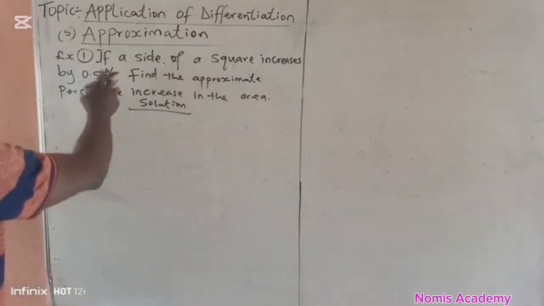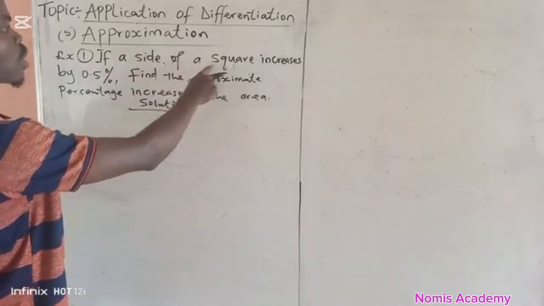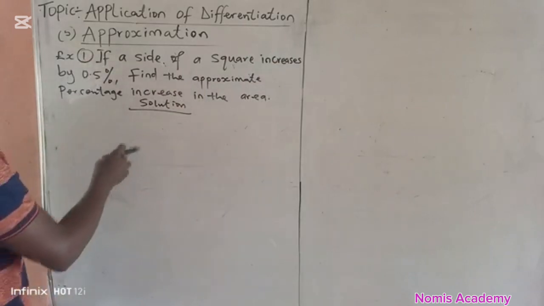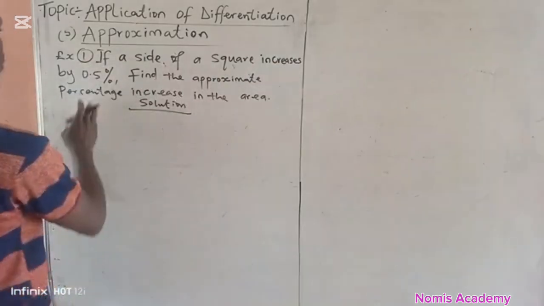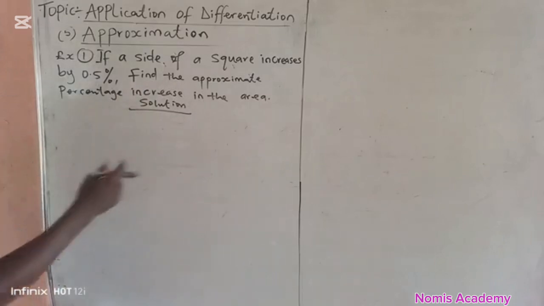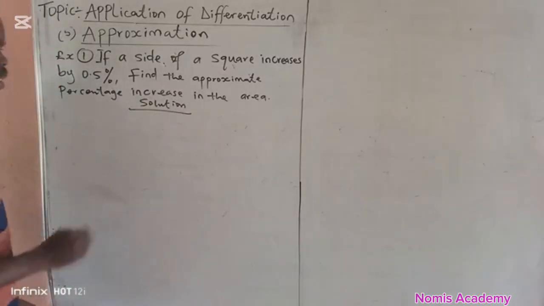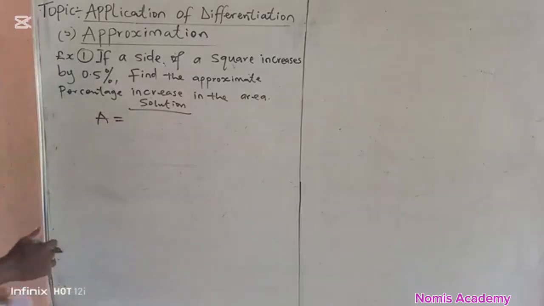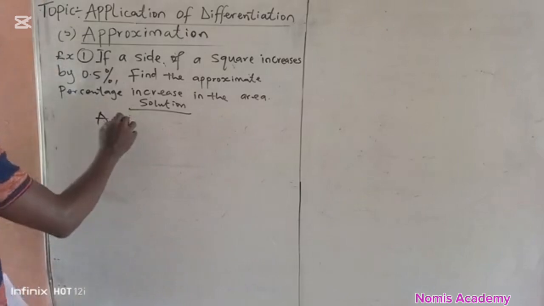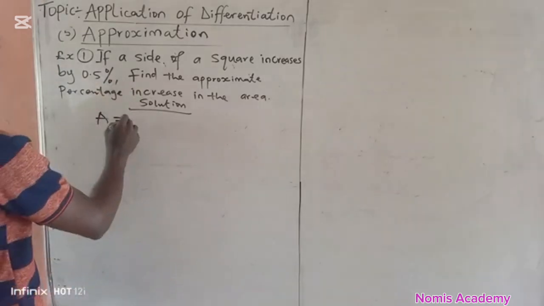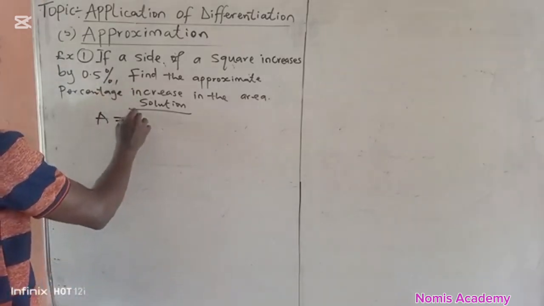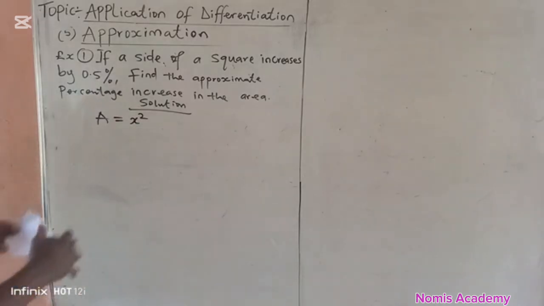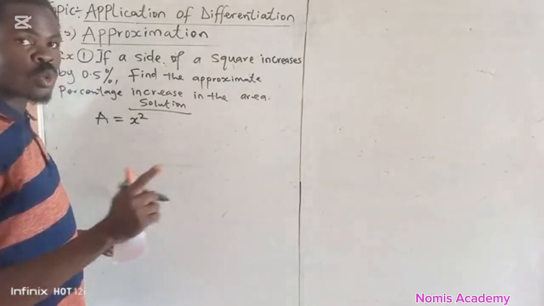Okay, the question says if a side of a square increases by 0.5%, find the approximate percentage increase in the area. We'll start by writing out the formula for finding the area of a square. If the side is x, then the area A will be x raised to the power of 2. This is the formula used in finding the area of a square in square units.